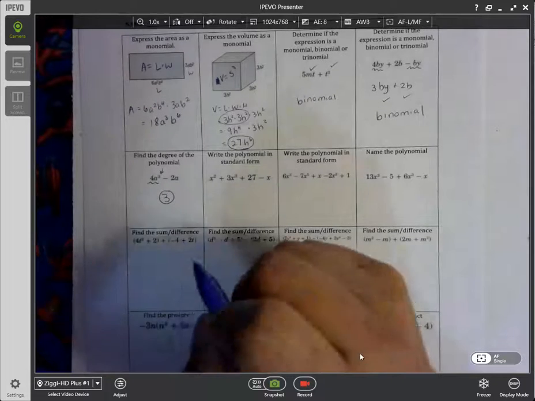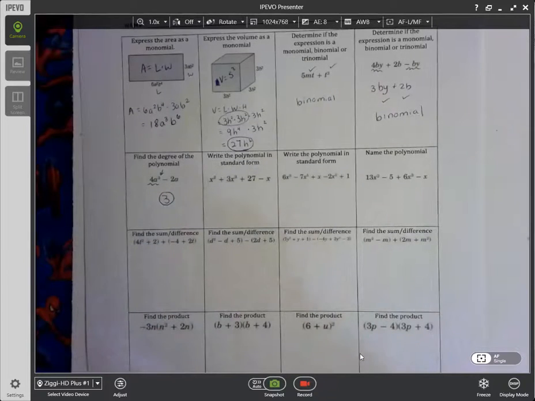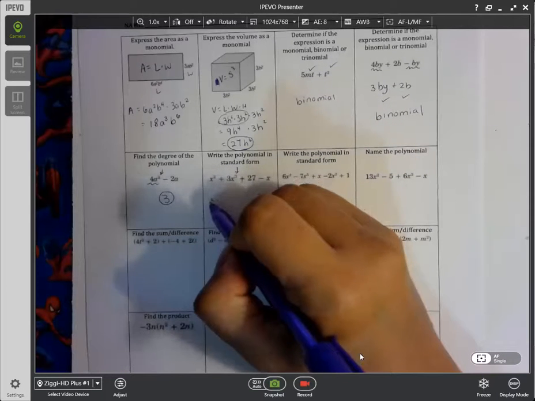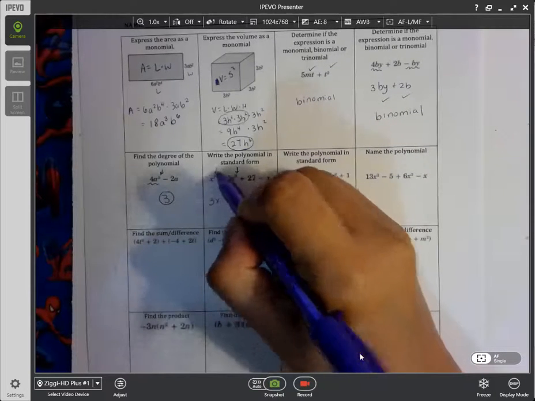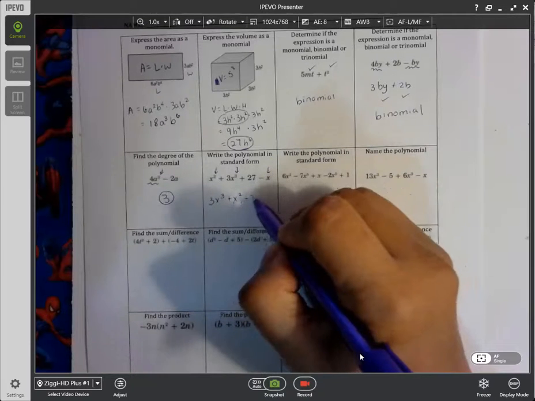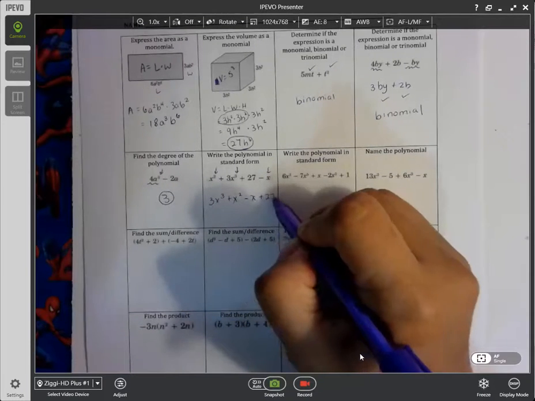Writing the polynomial in standard form, you're looking for the term with the highest value of your exponent. So this one has a 3, so it goes first. This one has an exponent of 2, it goes second. Then you do the x, and then plus the 27.